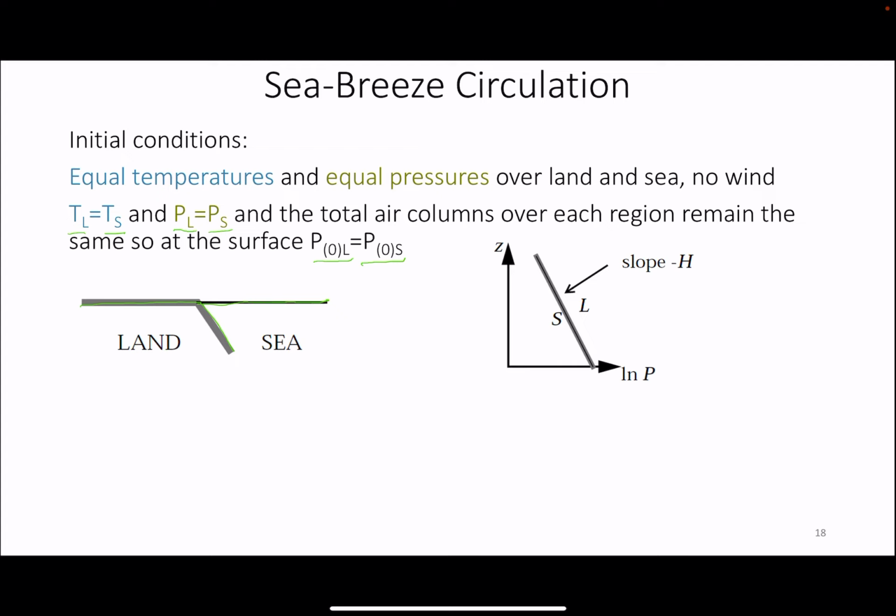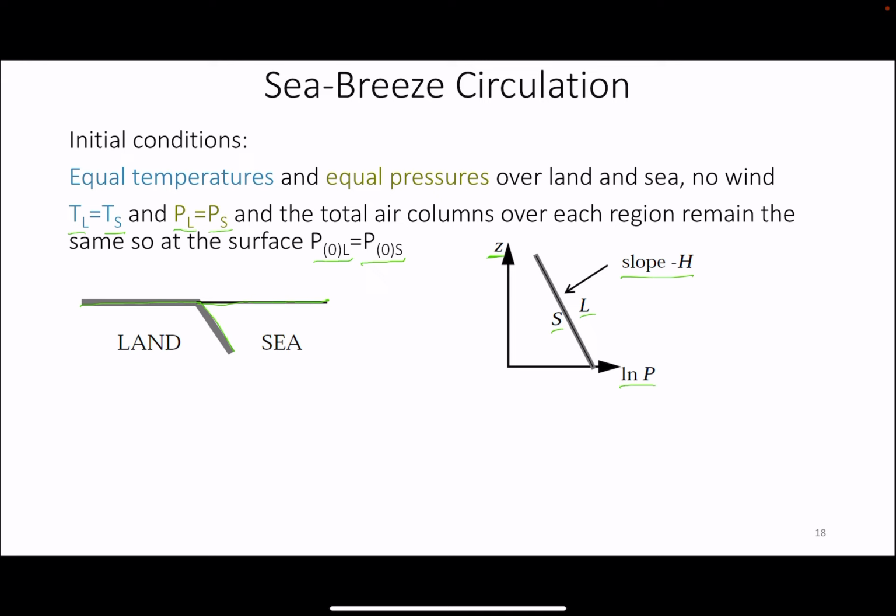So if we were to make a plot of the natural log of pressure as a function of altitude, and we were to plot a line for the sea and a line for the land, those lines would be identical. And that's what you're seeing here on the right. The land and the sea have been plotted. The lines fall right on top of each other, and they have a slope of minus h, which is the scale height. Cool. So now we've established the system.